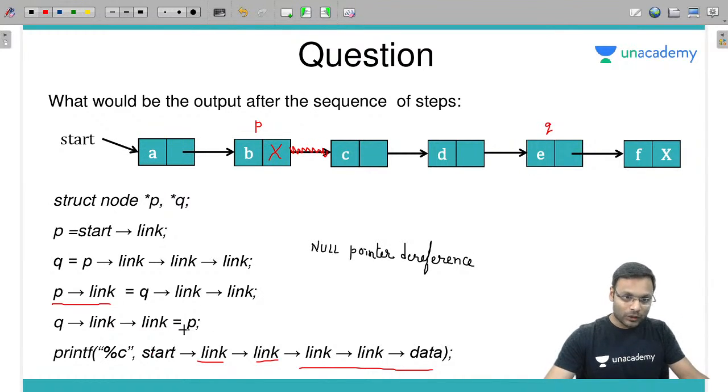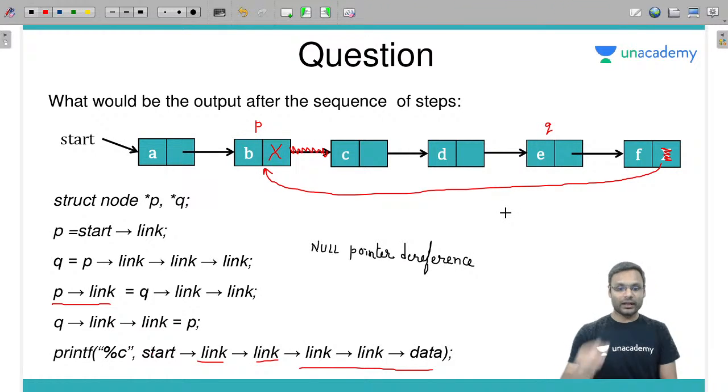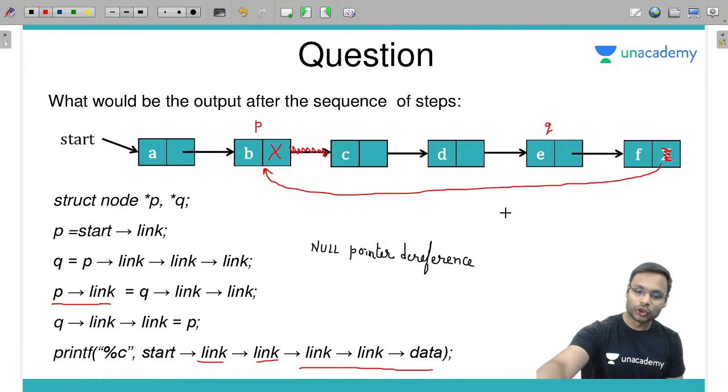Now in this pointer I'll have to copy P, the address of this node. Where? Q's link. I'll have to update it by P. Now print. Start this node, link this node, link its null and link nothing. So here null pointer dereference will be there. Null arrow something, null pointer dereferencing. Error. Got it? Understood? Should we go next?